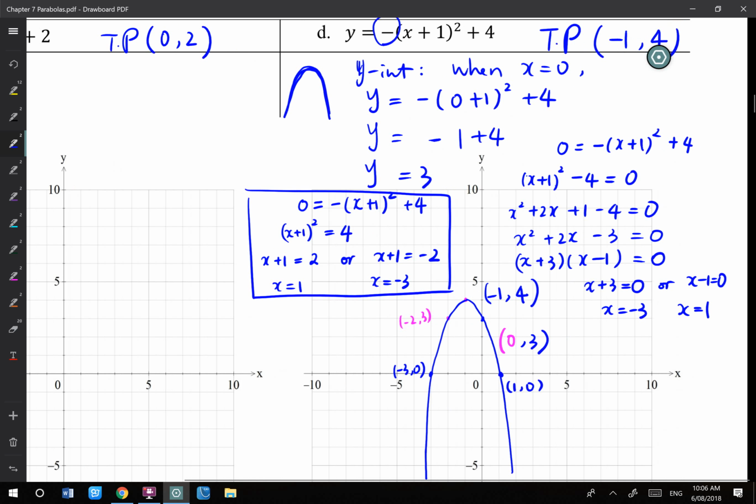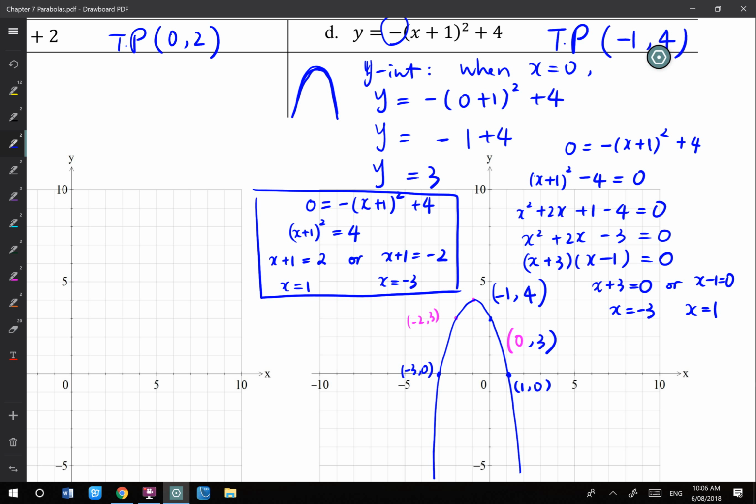Any questions for this one? This is the most complex one among these three graphs. You have a turning point, you need to find the Y-intercept, you need to find the X-intercept, and you need to think about the symmetrical property, and also you need to solve a quadratic as well.